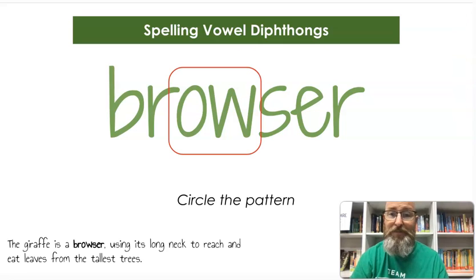B-R-O-W-S-E-R. Let's circle that pattern. The owl is spelled O-W. The giraffe is a browser, using its long neck to reach and eat leaves from the tallest trees.